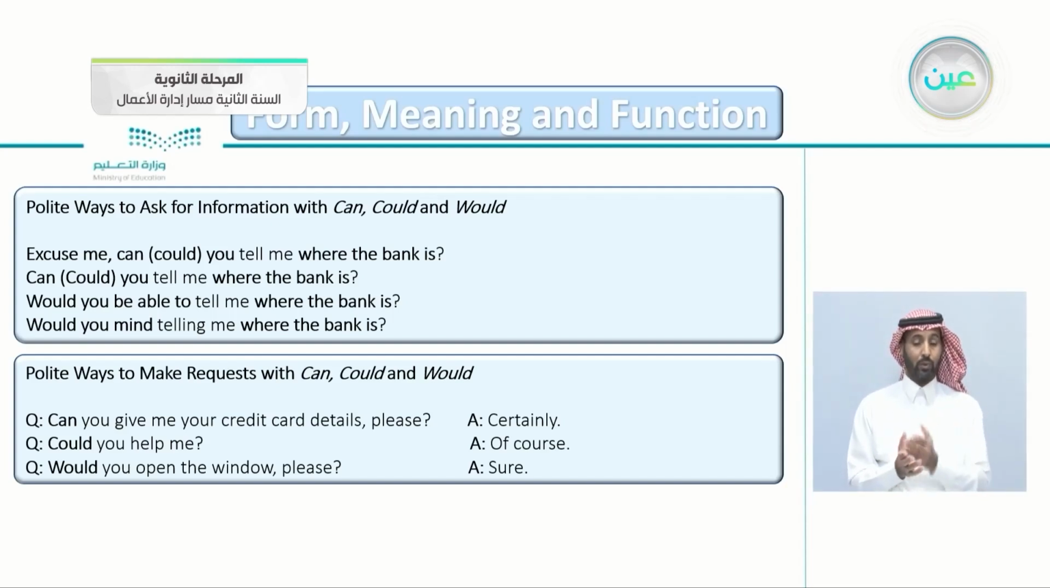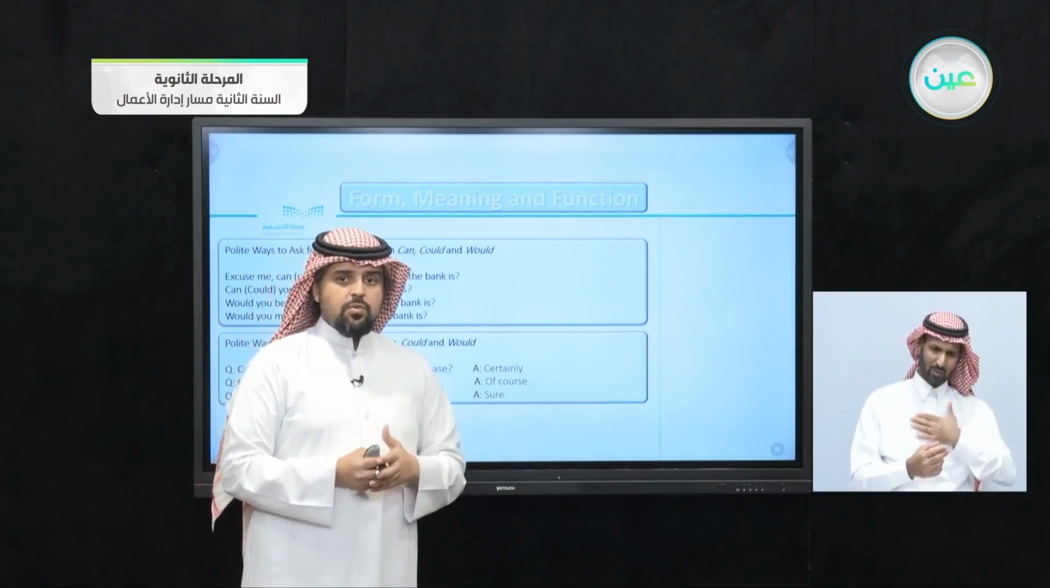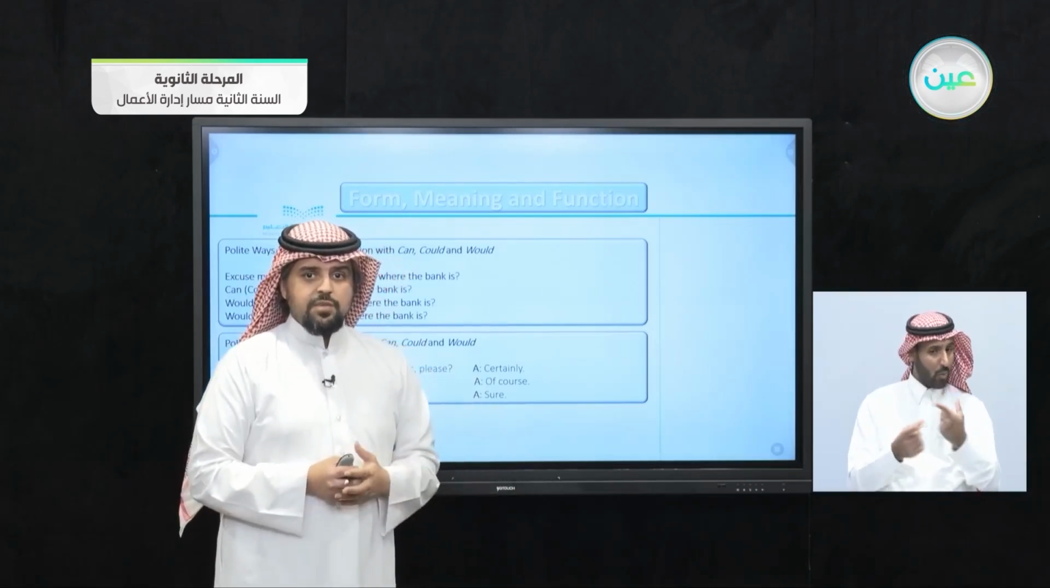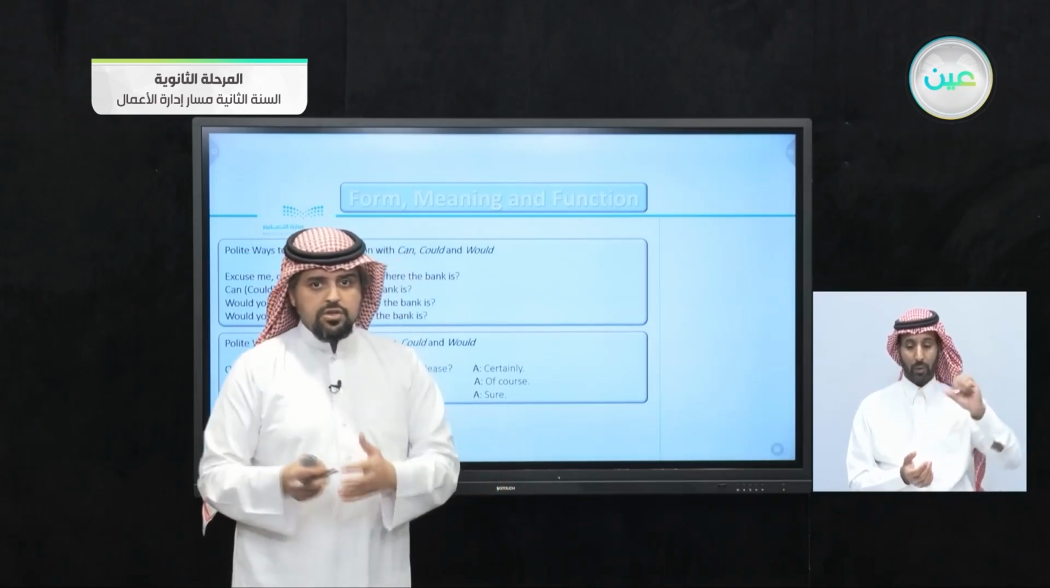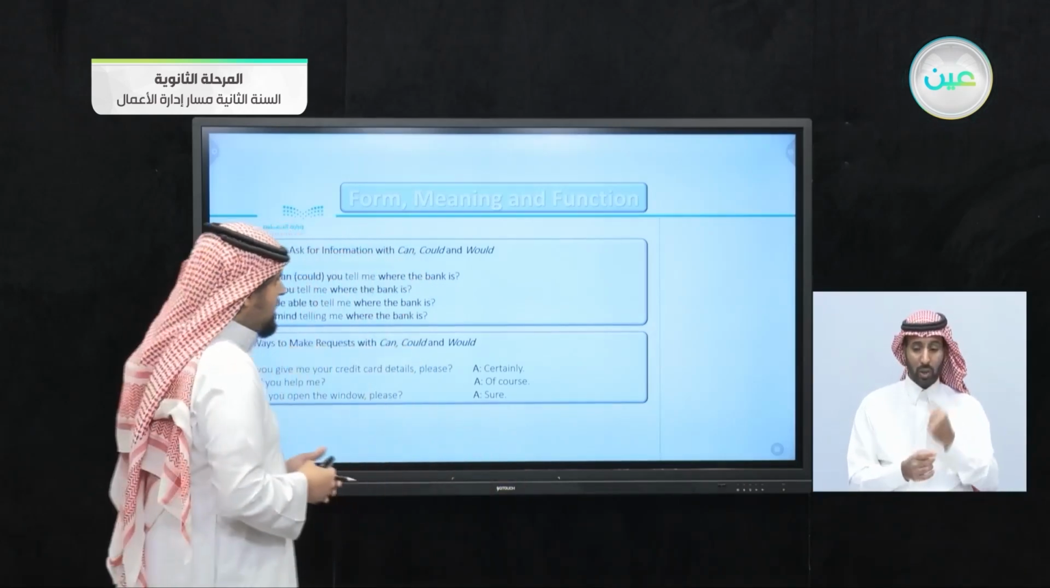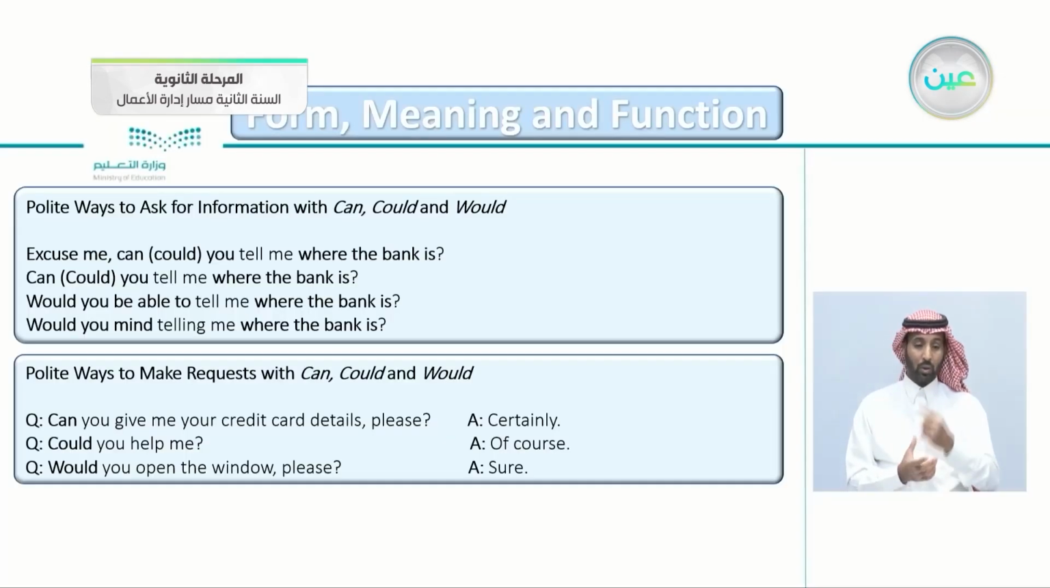When you find someone, excuse me, can you tell me where the restaurant is? Can you tell me where the bank is? You can say either can or could or would, just as you like. Again, could you tell me where the bank is? Or can you tell me? Would you be able to tell me where the bank is? Or you can say, would you mind telling me where the bank is?